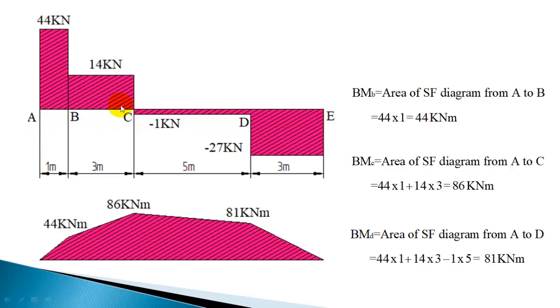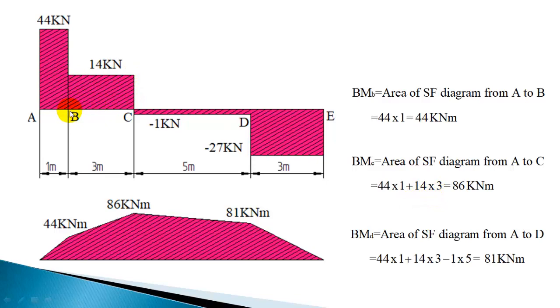Now bending moment at C is this area from A to C. Total area from left hand up to that point C. What is the area? This total area. So there are two rectangles. One is 44 into 1, another one is 14 into 3. The distance is 3. So 44 into 1 plus 14 into 3. Or you can only add this area, since bending moment at B is known. Bending moment at B plus area of this rectangle, that is 44 plus the area of the next portion.